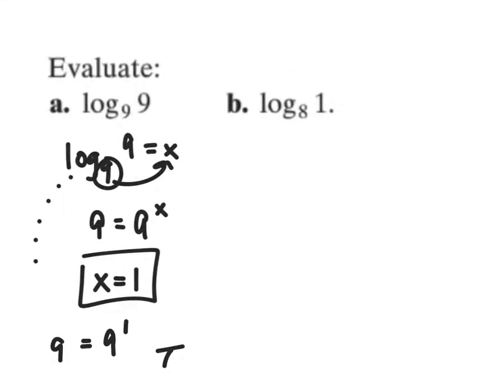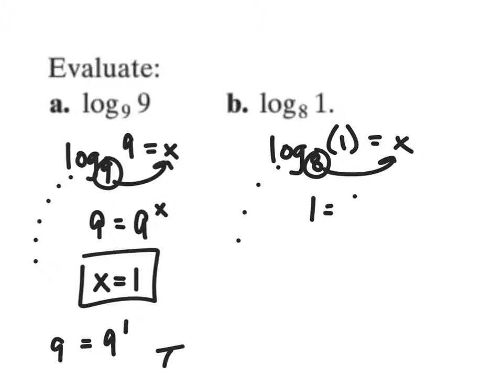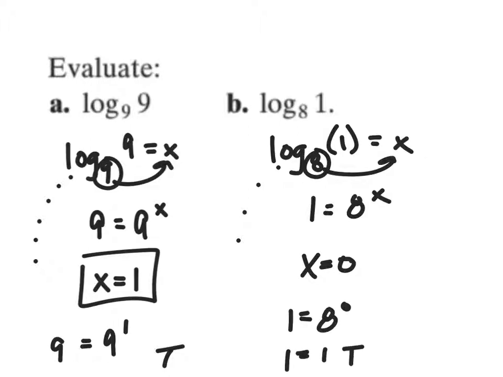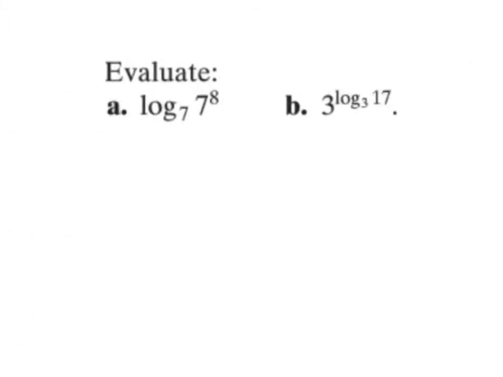Now let's do log base 8 of 1 is equal to x. So I'm going to do 8 to the what power, log drops off, so 1 is equal to 8 to the what power. Now any number raised to a power where I get 1, the value of x is going to be 0. And so we get 1 is equal to 8 to the 0 power, 1 is equal to 1, and that's true. All right, let's take a look at the next few.